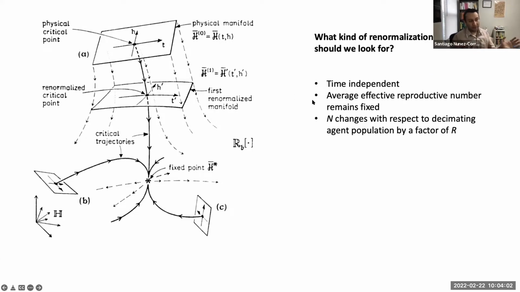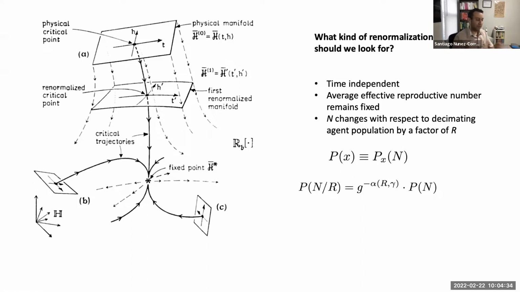So what kind of renormalization group did we look for? It had to be time independent. The average effective reproductive number is the remaining, fixed quantity, and the value of n should change with respect to decimating the agent population by a factor of r. So we started by supposing that the probability of contagion for a given agent can be stated parametrically in terms of the number of agents. What happens if we have a rescaling factor? For example, R100 means one agent equals 100 people in real life.